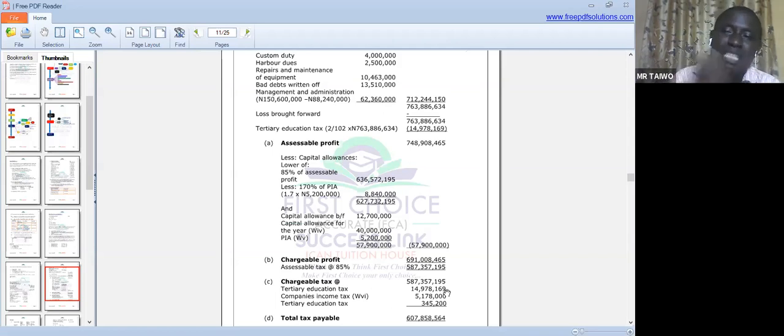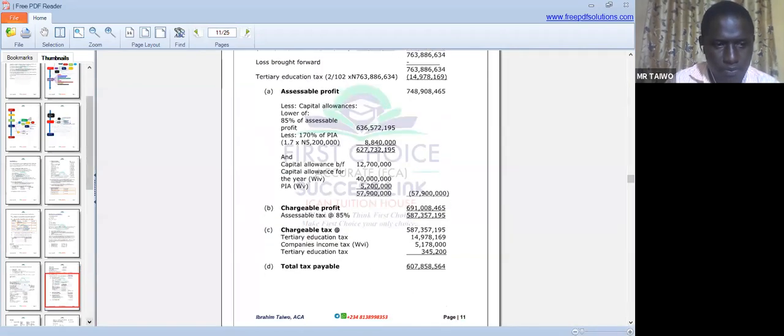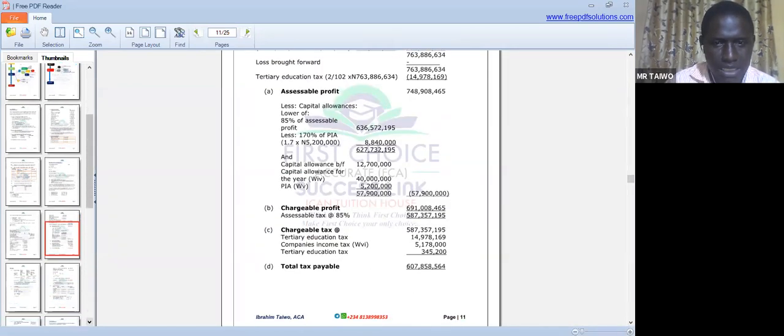Therefore, you now need to go and get the income from that downstream operation and the attributable expenses. If you remove it, you now get the profit. You now tax it at 30%. Whatever you get is what will give your company income tax, which is working WVI. Let's look at the working and see how it is.